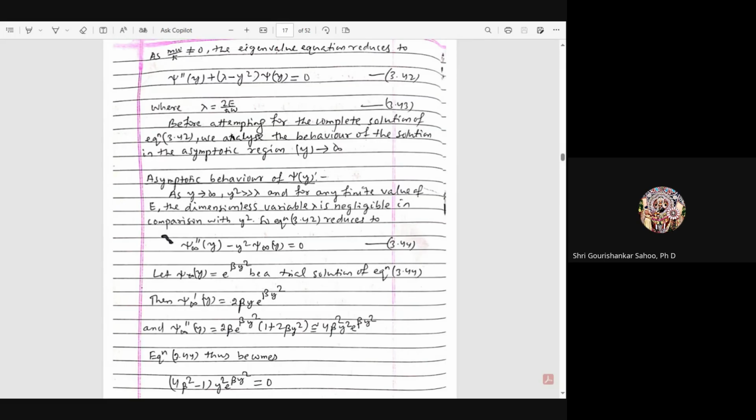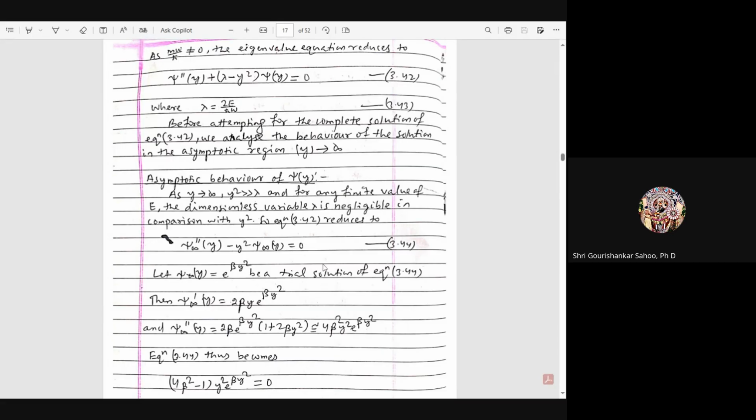And psi infinite is equal to e to the power beta y square, be a trial solution of this equation. Then psi infinite dash is equal to 2 beta y e to the power beta y square, and psi infinite double dash, or the second derivative of psi infinite with respect to y, is equal to 2 beta e to the power beta y square multiplied by 1 plus 2 beta y square, which is nearly equal to 4 beta square y square e to the power beta y square.